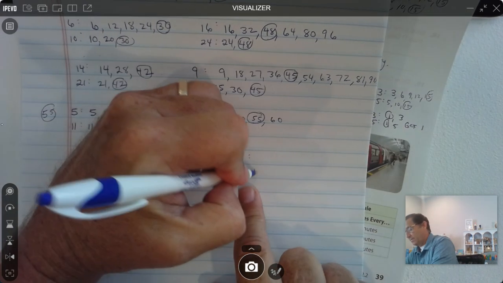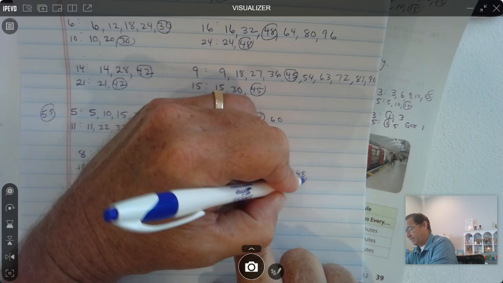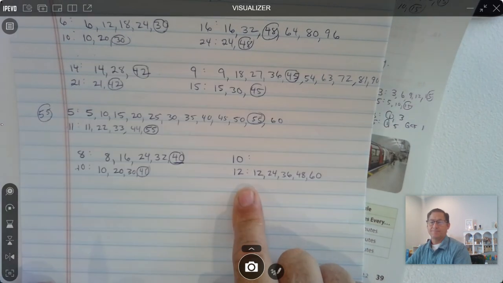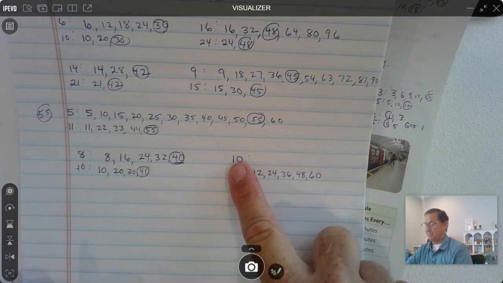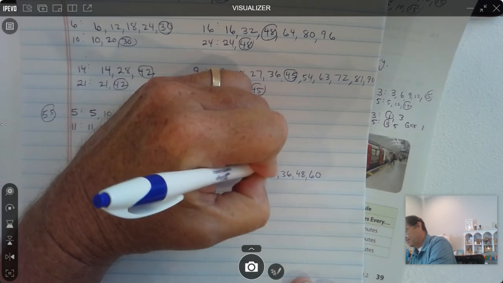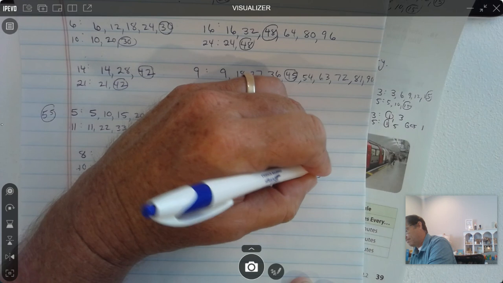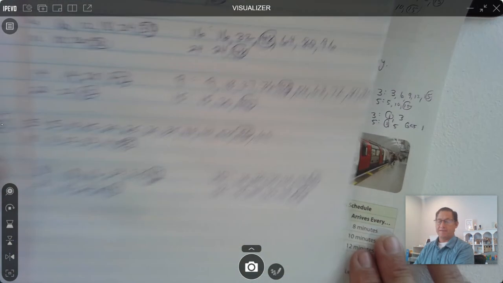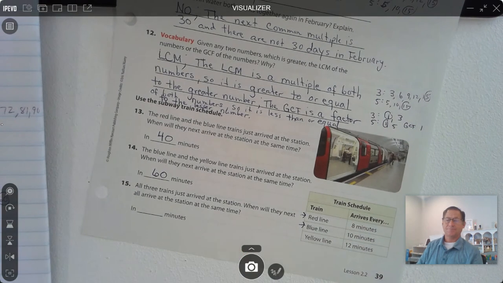So 12, 24, 36, 48, 60. So I don't have to go any further than that because I know that 60 will be a multiple of 10. So they'll arrive at the station again in 60 minutes.